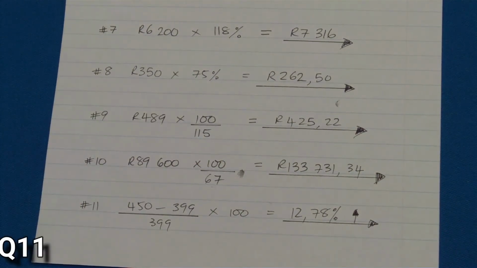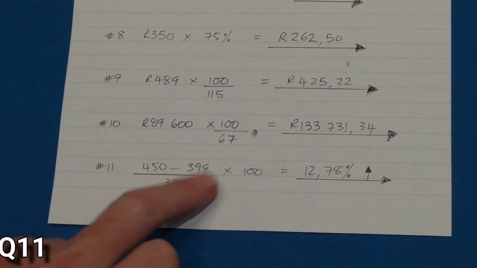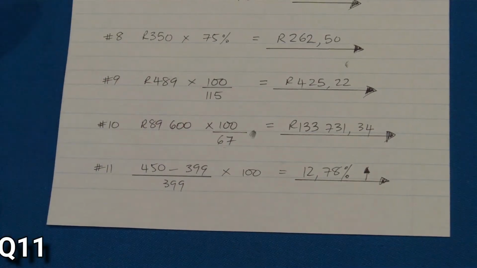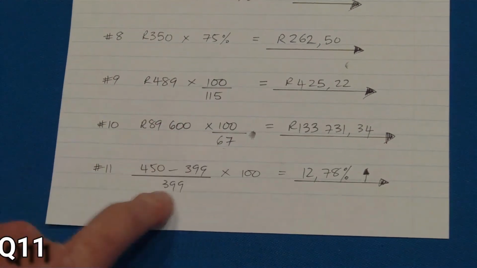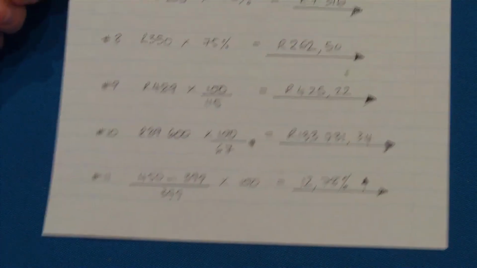Number 11, percentage increase formula. That's the new minus old over old, eh? So the new was 450, the old was 399. Make sure you find that answer first and then divide the answer by 399, okay? Times by 100. There's your answer, 12.78% increase.